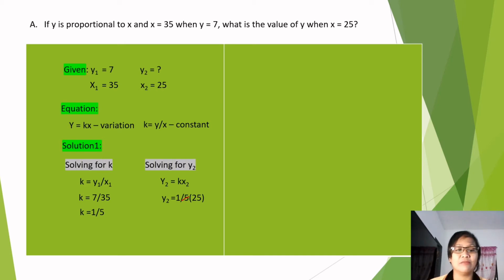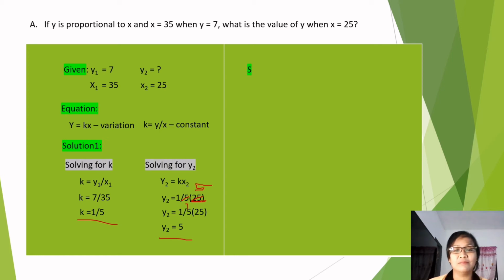So, 5 divided by 5 is 1, and 25 divided by 5 is 5. And then, next, 1 times 5 is equal to 5, and 5 divided by 1 is equal to 5. Therefore, our y sub 2 is equal to 5.